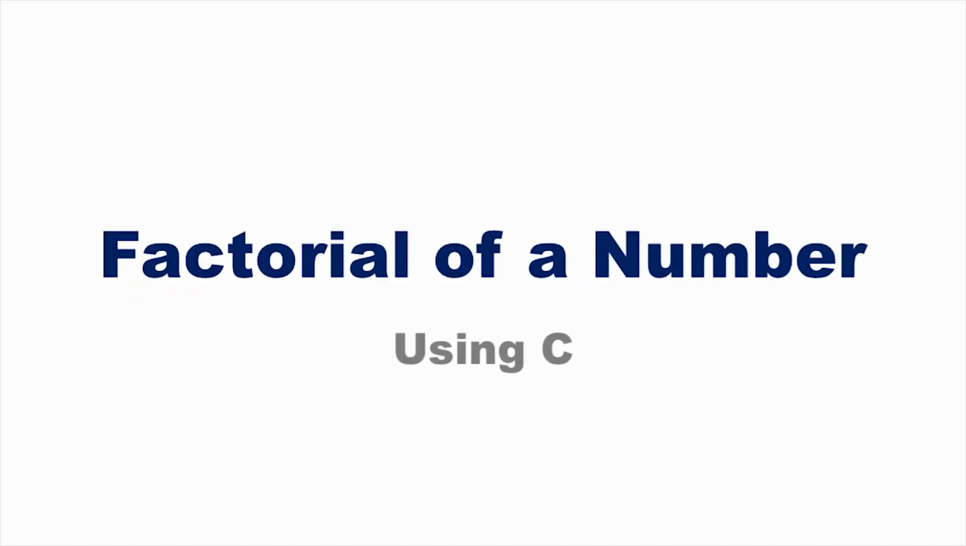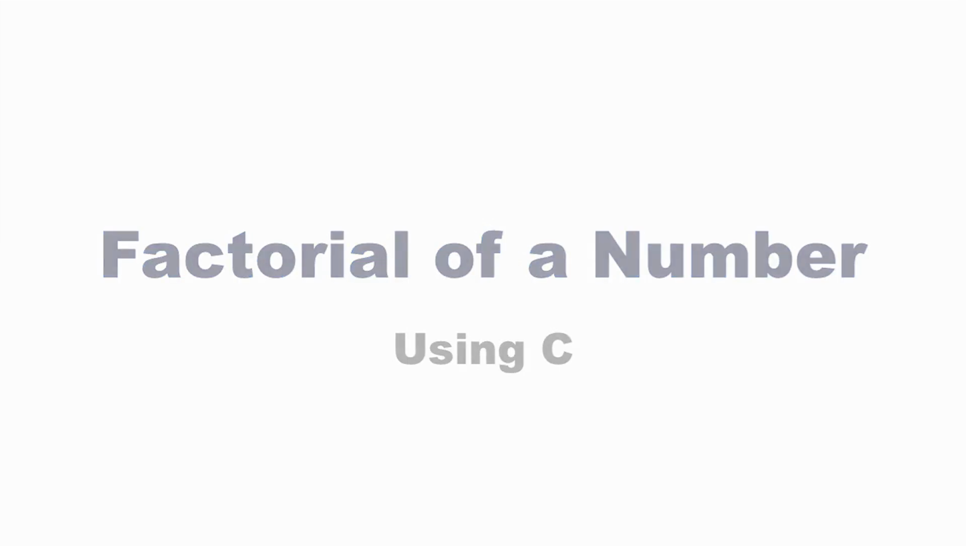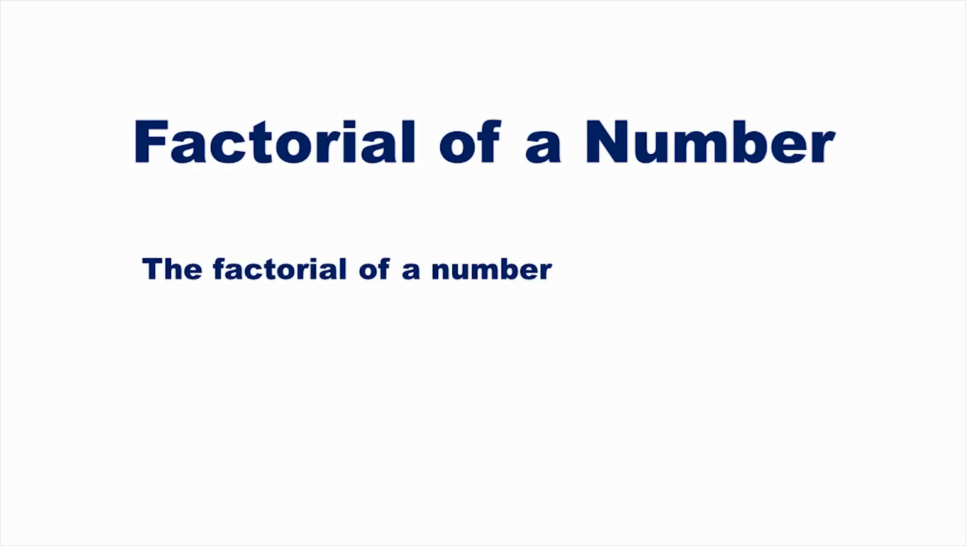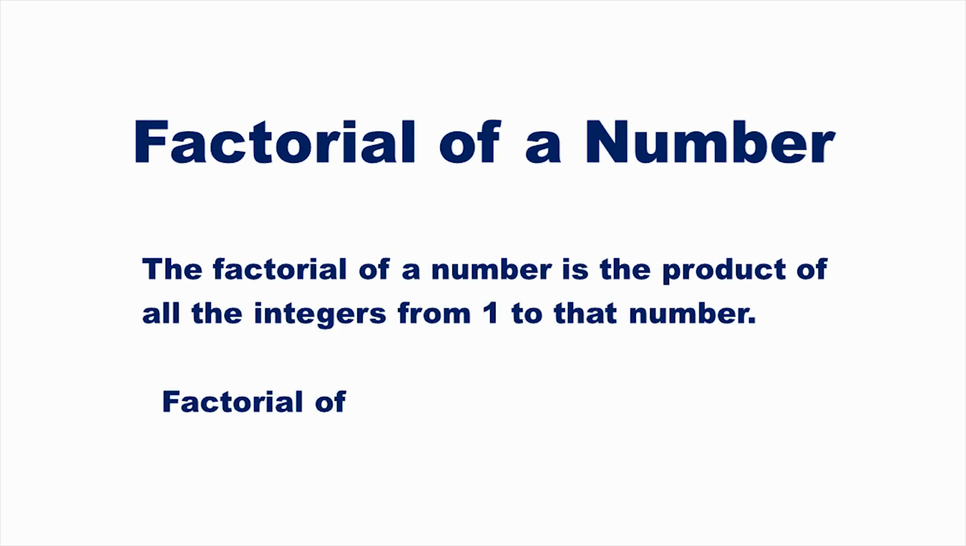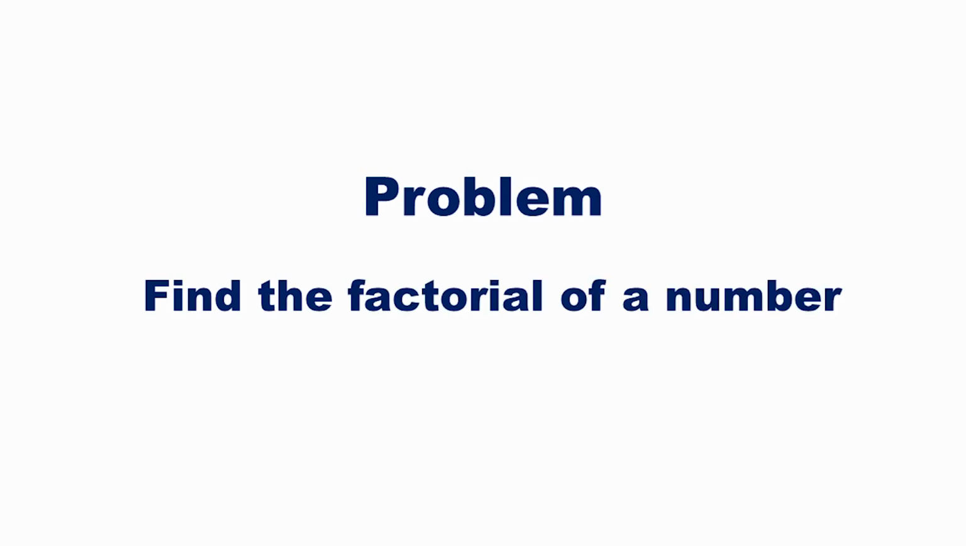In this video, we shall learn how to write a C program to find the factorial of a number. The factorial of a number is a product of all the integers from 1 to that number. N factorial equal to 1 into 2 into 3 into 4 etc. up to n. Our problem is to find the factorial of a number.